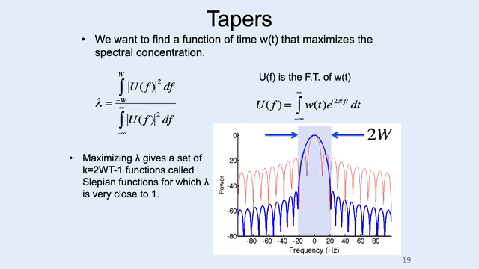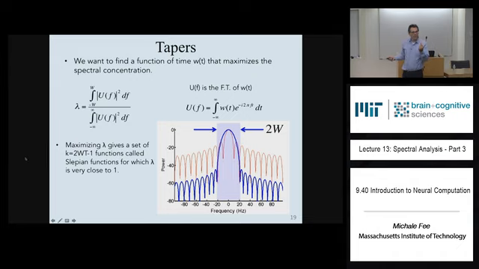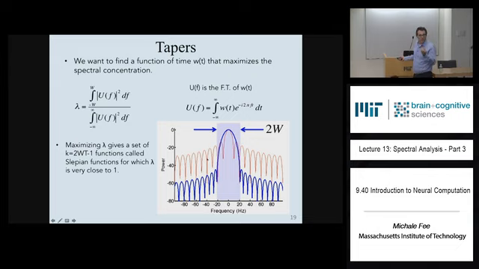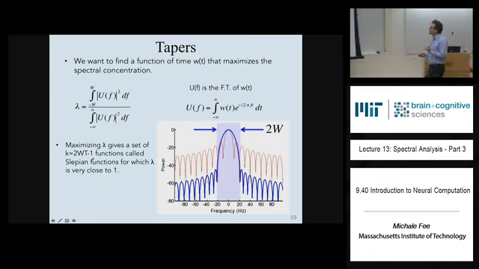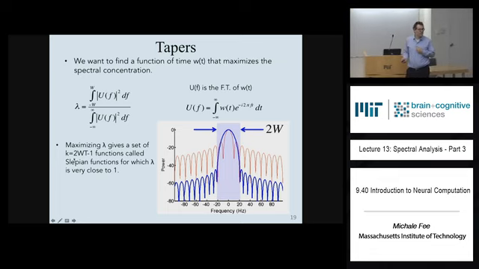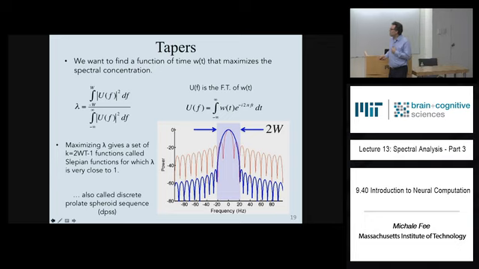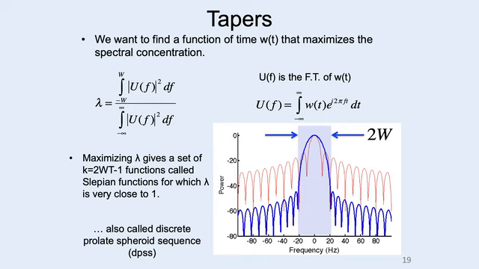So you can actually solve this optimization problem, maximize lambda, and what you find is that there's not just one function that gives very good concentration of the power into this band. There's actually a family of functions. There are K of these functions, where K is twice the bandwidth times the duration of the window minus 1. So there is a family of K functions called Slepian functions for which lambda is very close to 1. They're also called discrete prolate spheroidal sequences, DPSS, and that's the command that MATLAB uses to find those functions.